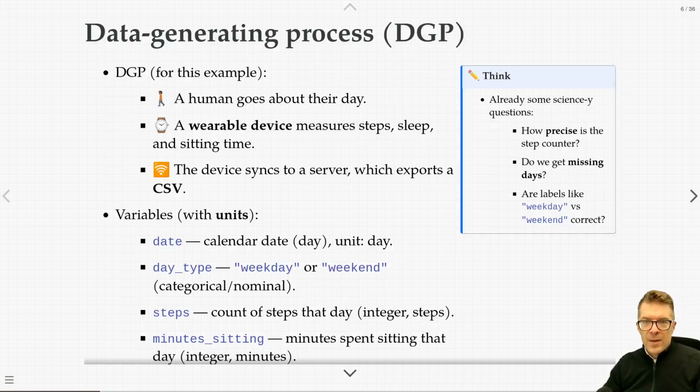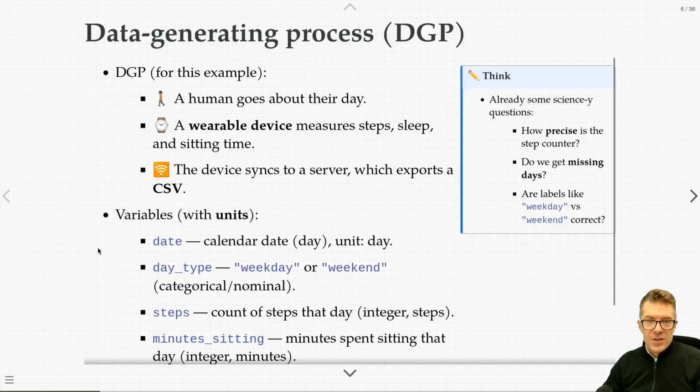So it's helpful to think about data generating processes, or DGPs. So in this case, the DGP is a human that's just going about their day. It's also a wearable device that they're wearing that measures their steps, their sleep, their sitting time. And to some extent, it's also the mechanism that syncs to a server, which exports a CSV, a comma-separated values file type.